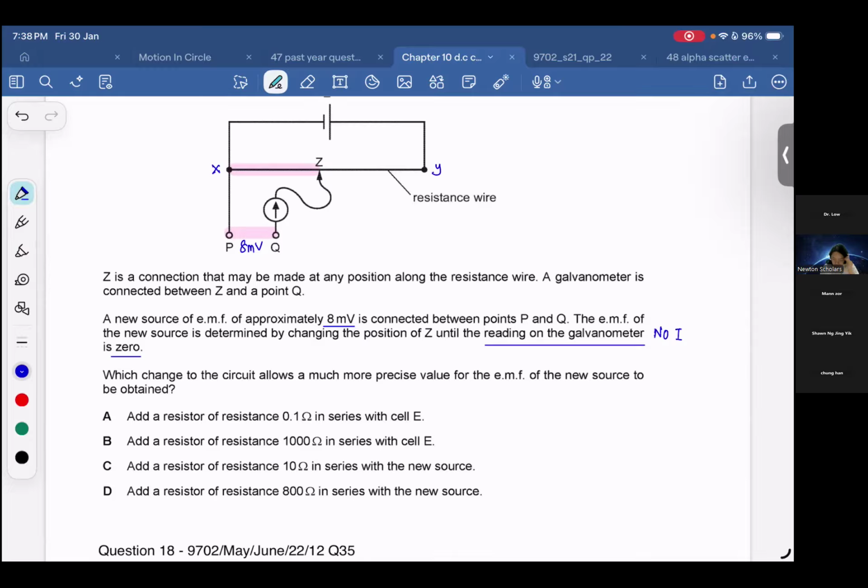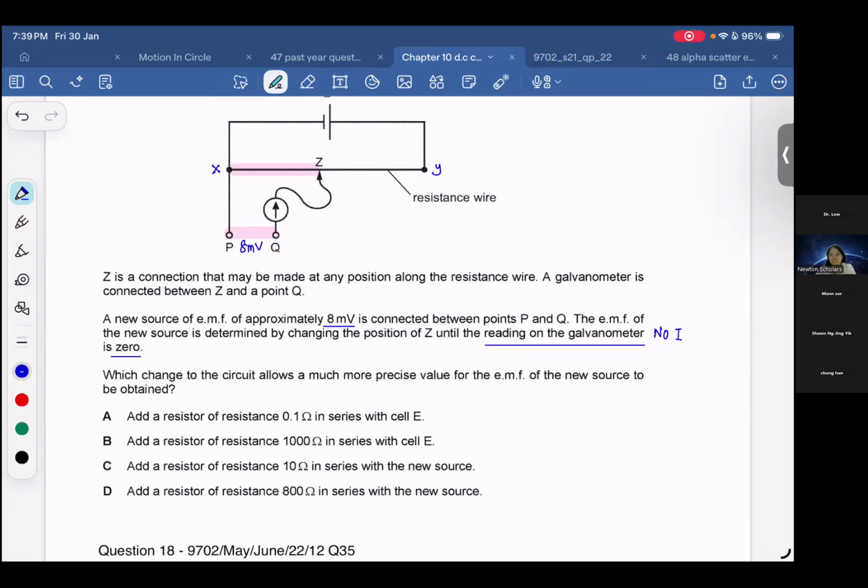Then, which change to the circuit allows a much more precise value for the EMF of the new source to be obtained? Because the 8 milliwatt is so small, how are you going to modify the circuit so that even 8 milliwatt we can determine it? Very sensitive to know. Wesley, correct. How about others? Manjo, Sean? Fawal, no. Fatima, yes, very good.